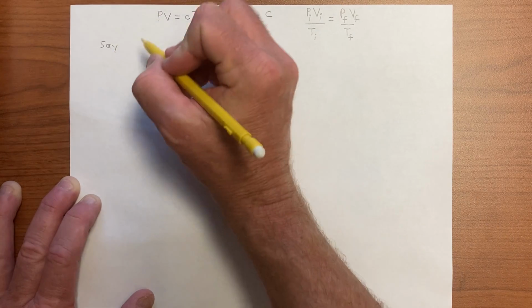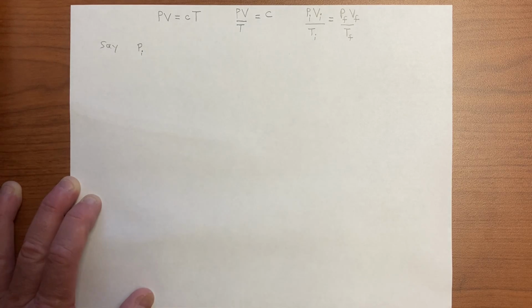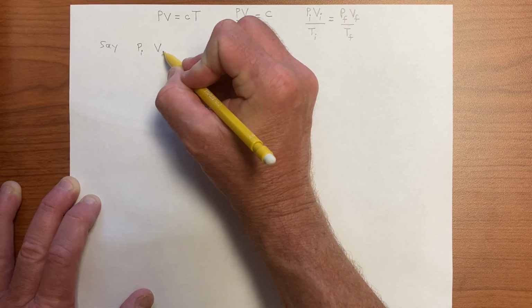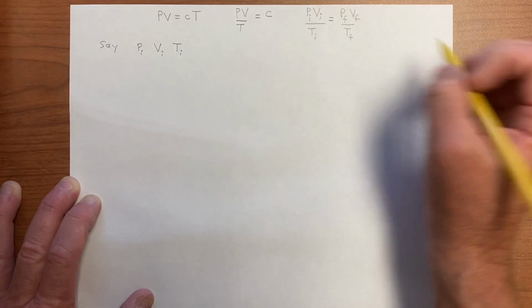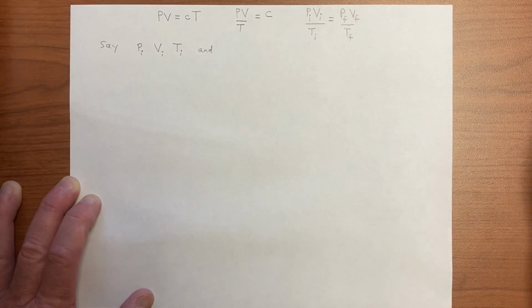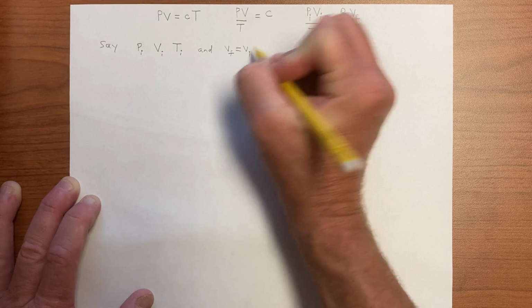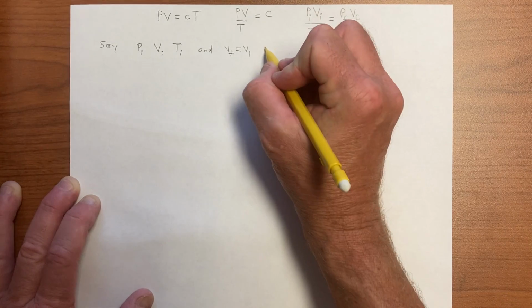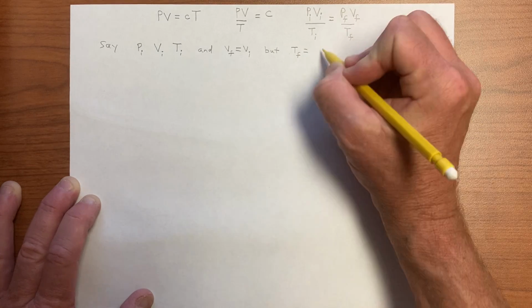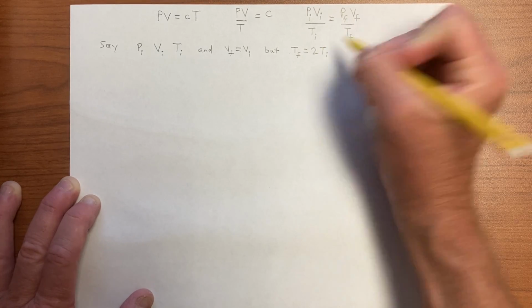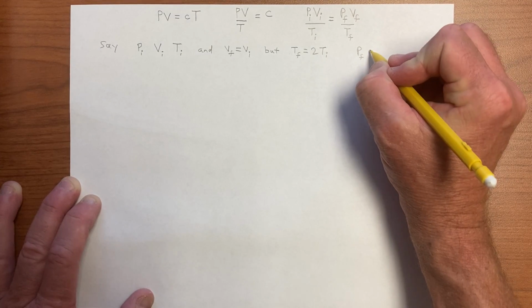So let's say we have an ideal gas with an initial pressure Pi, an initial volume Vi, and an initial temperature Ti, and we don't change the volume. So V final is also equal to V initial, but let's say that T final is twice T initial. So we can ask, what does that imply for P final?